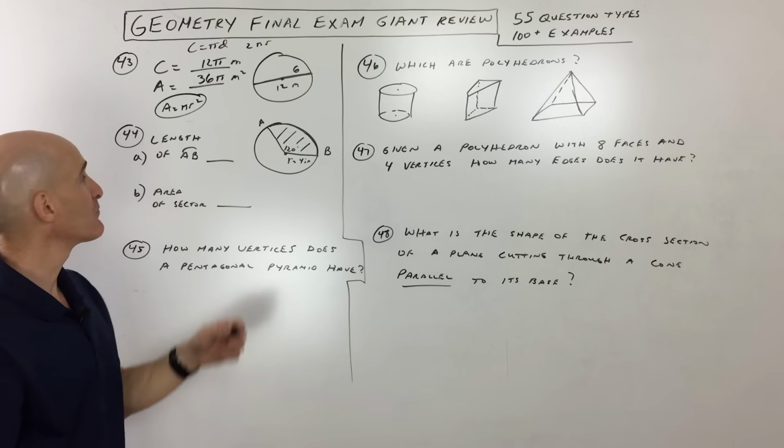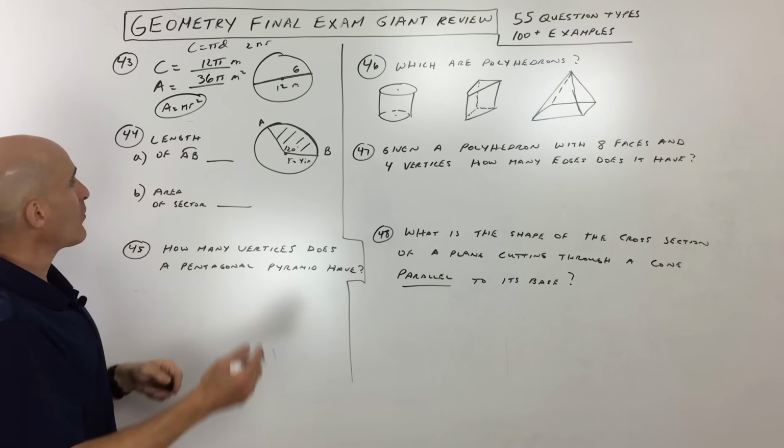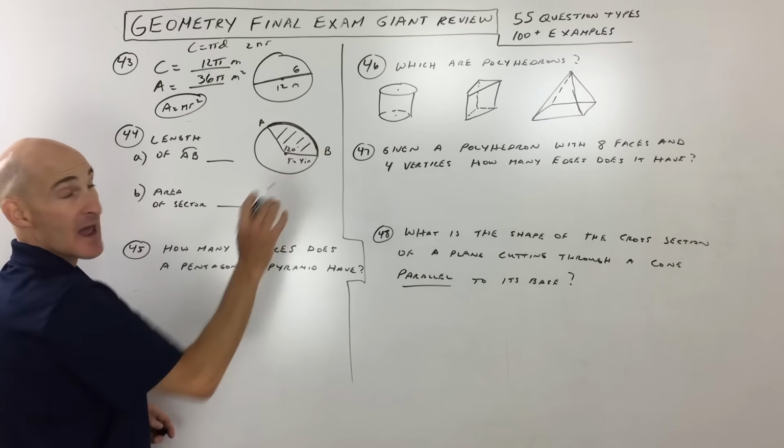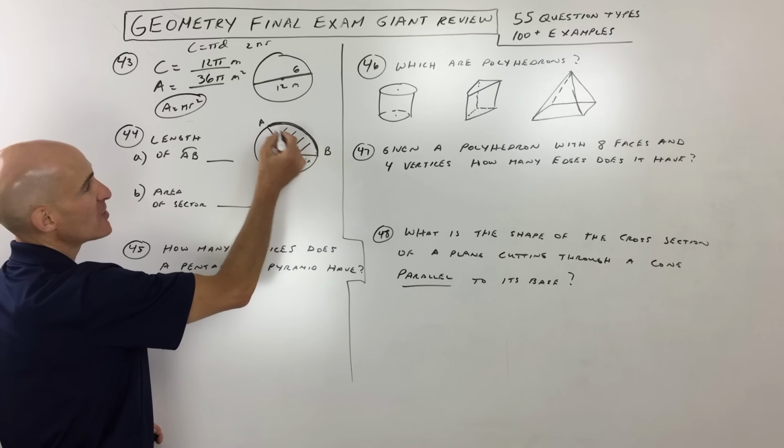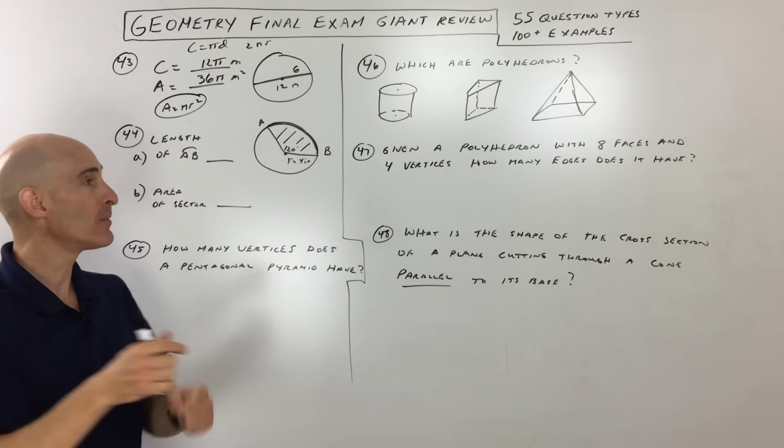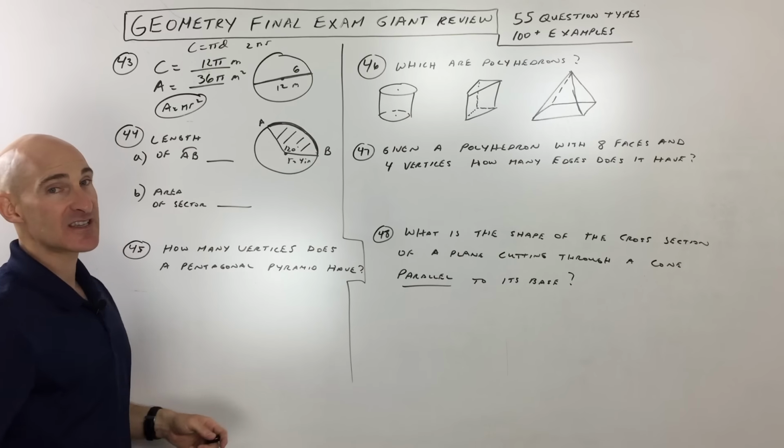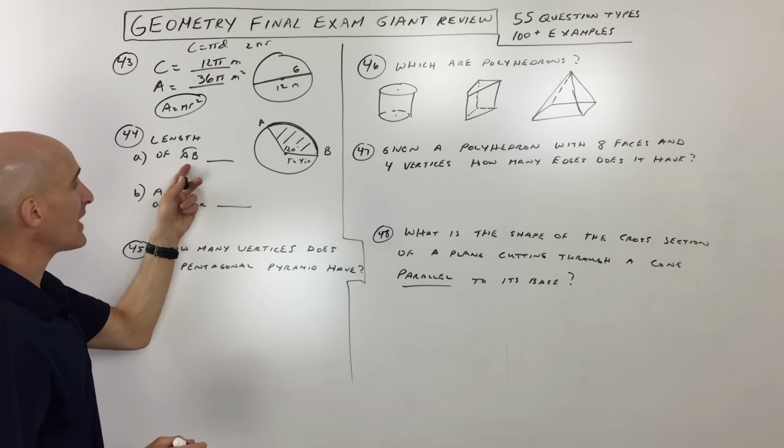Okay, number 44, they want us to find the length of arc AB, not the measure. The measure would be 120 degrees, but the actual length, if we were to straighten that out. And they want us to find the area of the sector. Okay, so length of AB first.